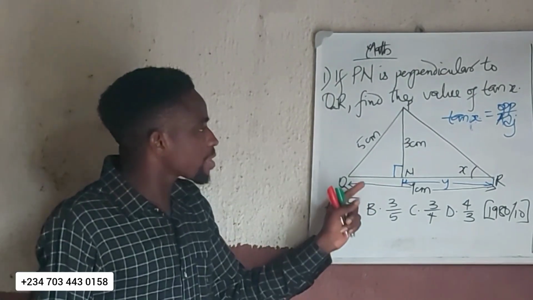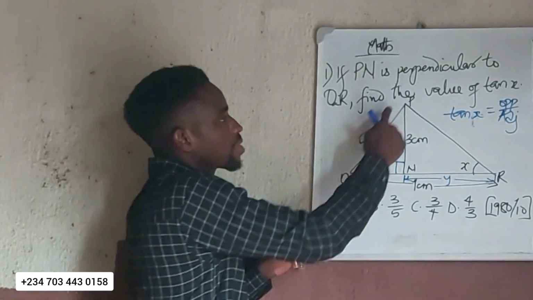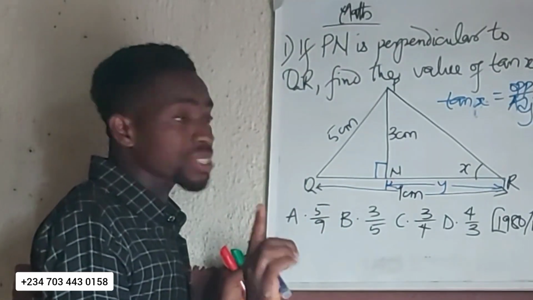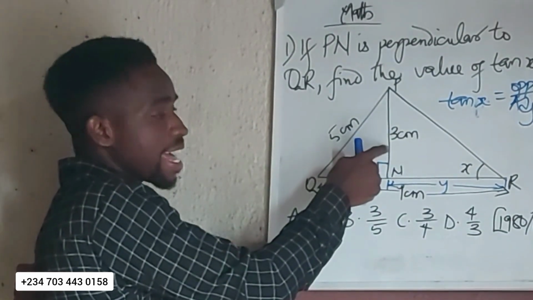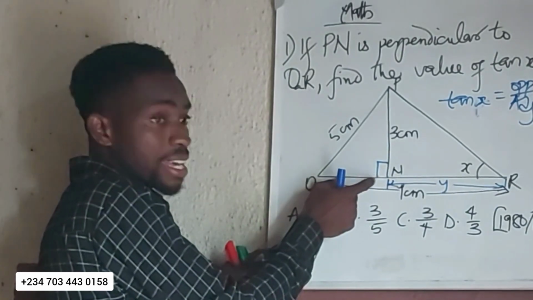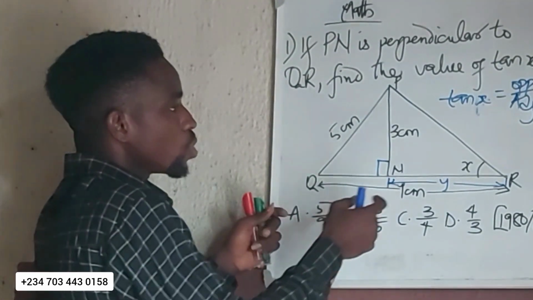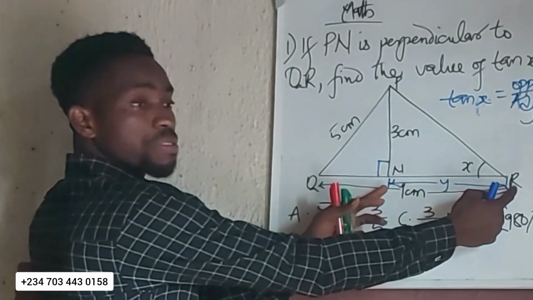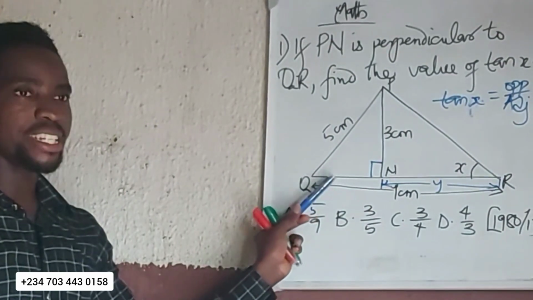So how do we find the value of y? What we'll do is to first of all find the value of this other side, because in this particular triangle, there are two right angle triangles. In this one, we know the value of this side and this side, so we can easily find the third side, right? If we find this side, we'll be able to subtract it from 9 and it will give us the value of y.